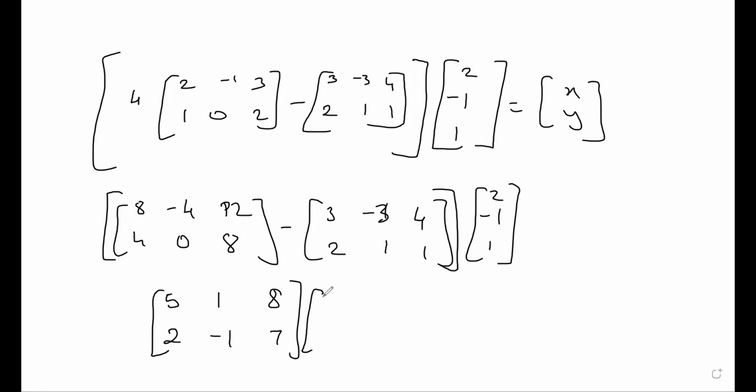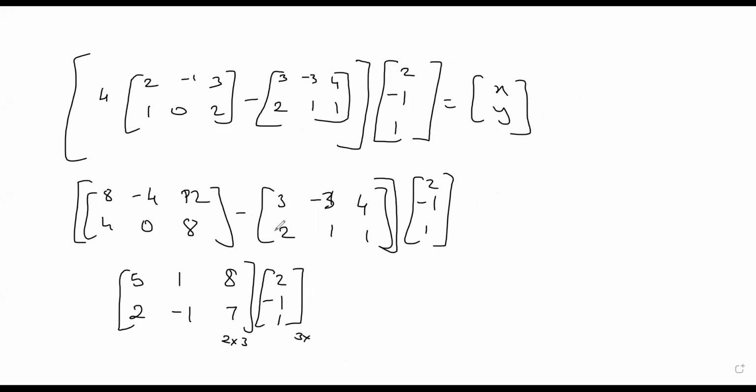It is multiplied to 2 minus 1, 1. अब इन लोगों को मल्टीप्लाई कर सकते हैं क्या हम लोग? इसका ऑर्डर है 2 by 3 और इसका ऑर्डर है 3 by 1. So can we multiply them if the order is like this? Yes, 3, 3. We can multiply. The multiplication will be 2 by 1. So इसको इससे multiply करेंगे.